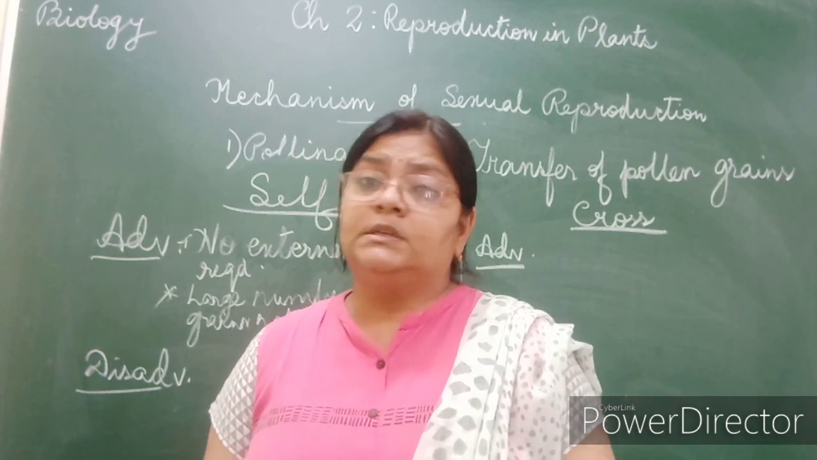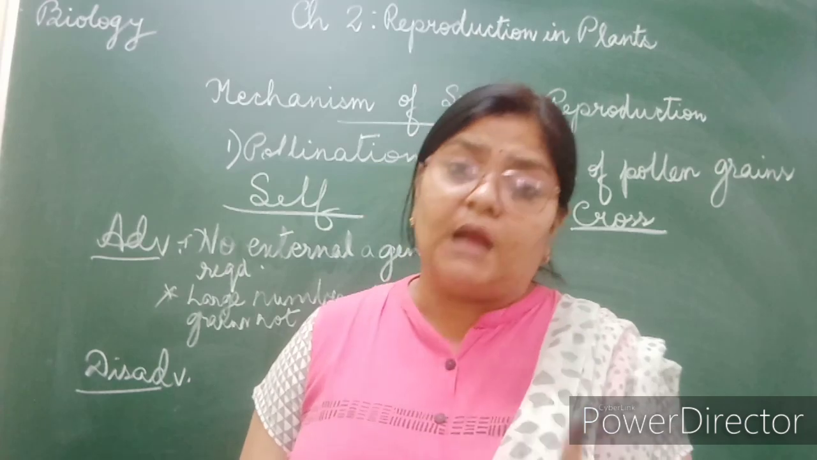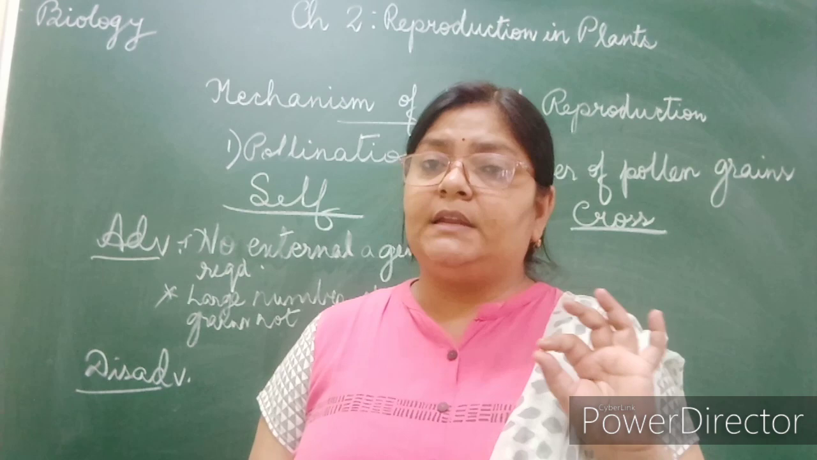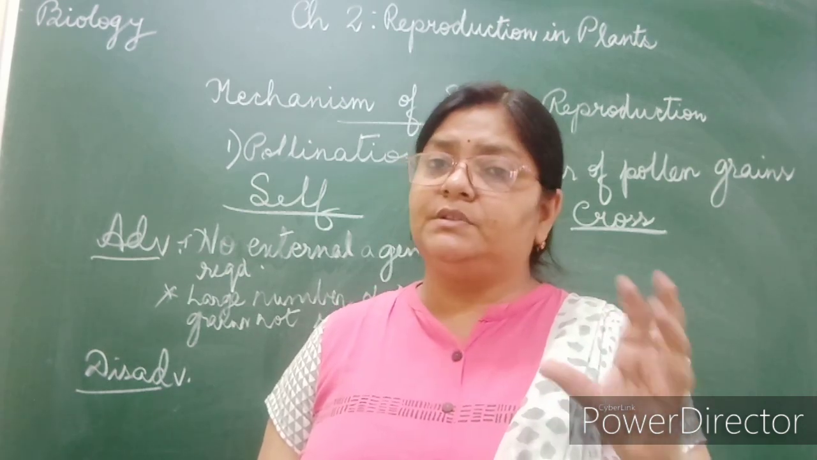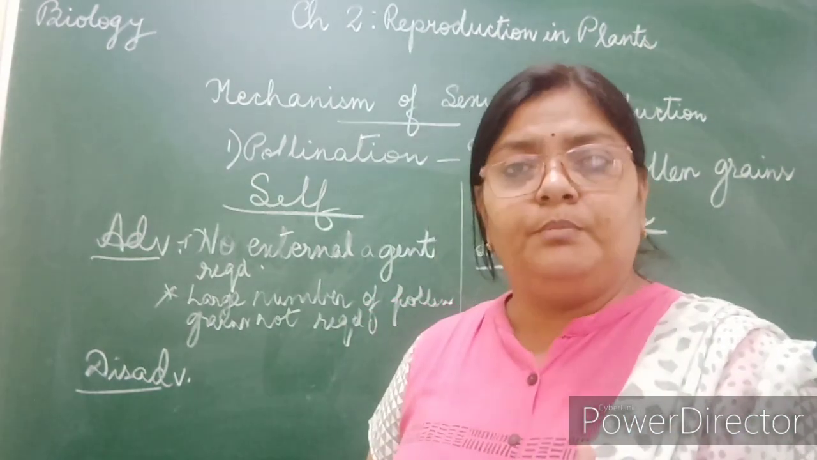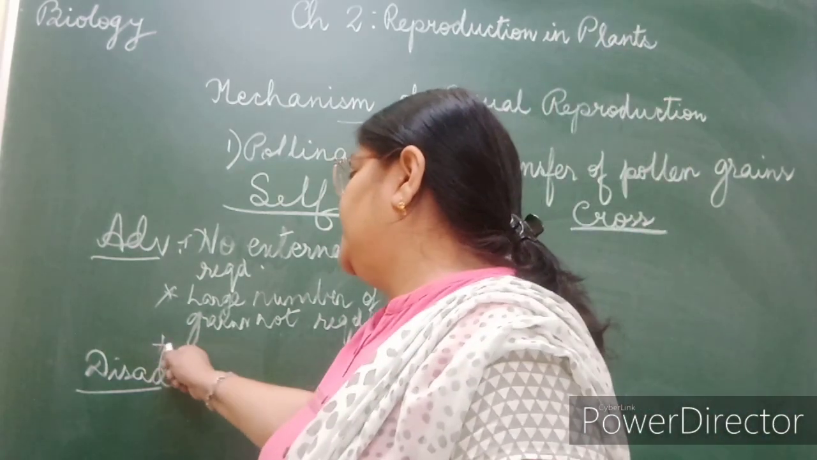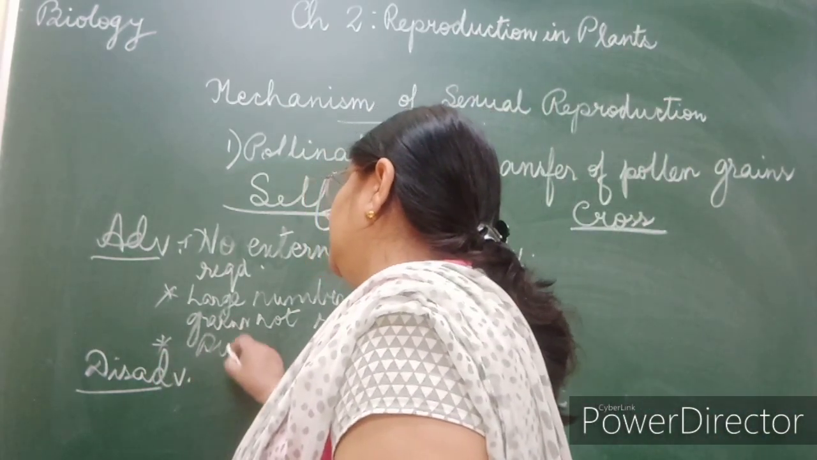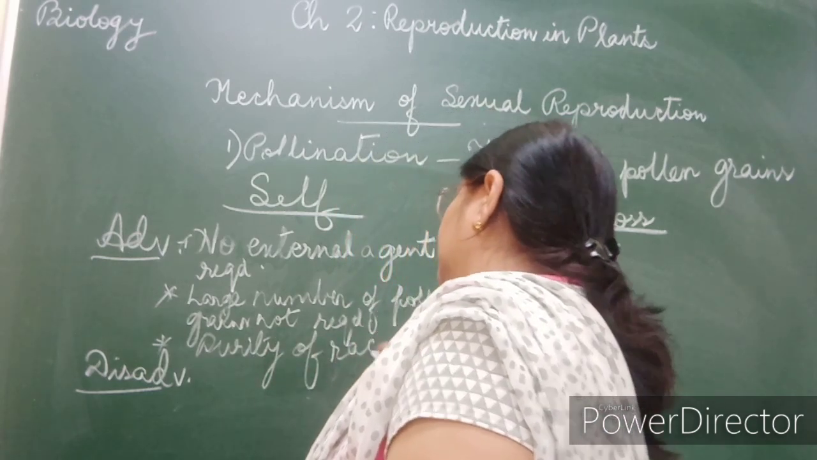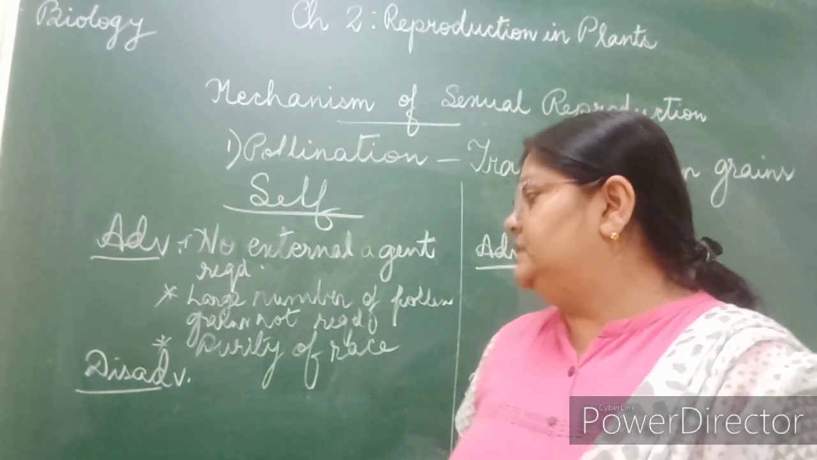Now, because the pollination is occurring within the same flower or flowers of the same plant, purity of race is maintained. That is, the parent plant's characteristics will be maintained in the new plant that is produced after pollination. So this is also an advantage: purity of race is maintained. Now talking about disadvantages.